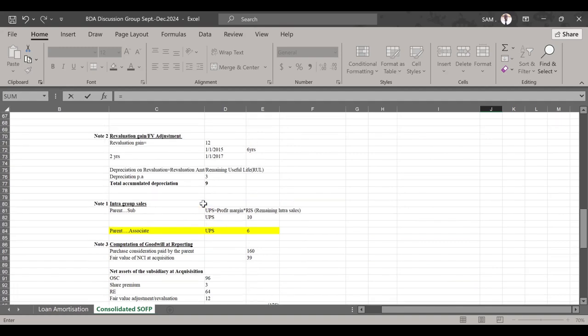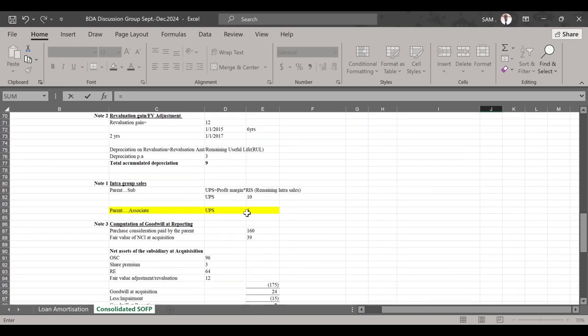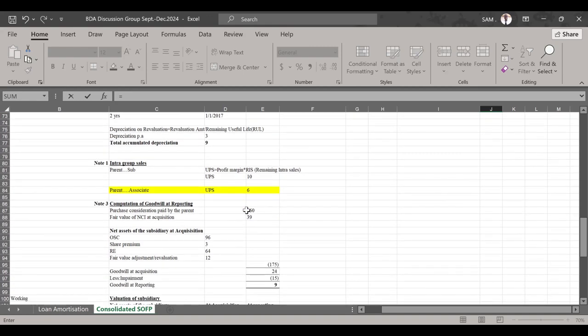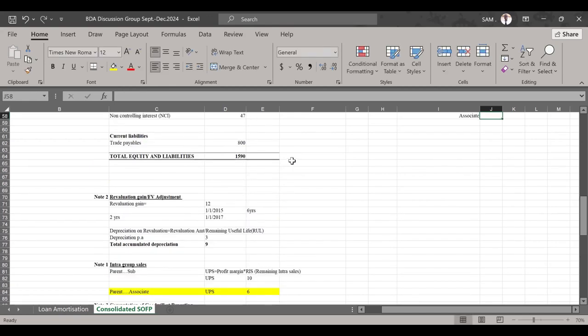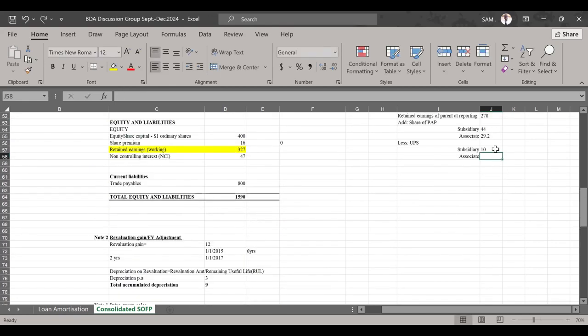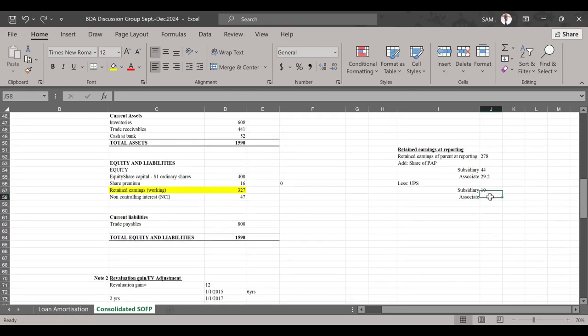And our UPS, when they sold to the subsidiary, how much was the UPS? The UPS was 10, right? This one here. You can see the UPS is 10. That is when the parent sold to the subsidiary. So as the parent, we are supposed to take the UPS in the subsidiary, and we subtract it from the retained earnings because that is a fake profit.